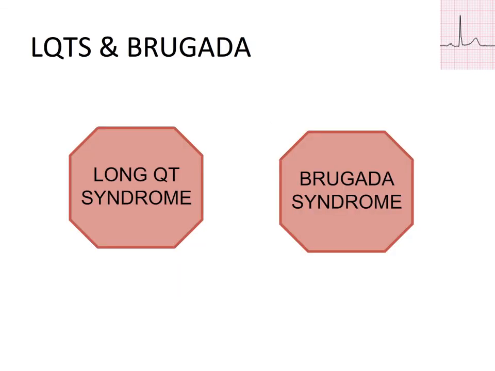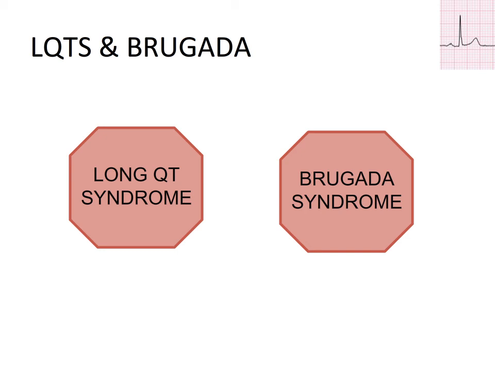We have now gone through long QT and Brugada syndromes. We often think of these together not only because they can be caused by the same mutation, but also because they tend to present in similar ways: syncope, presyncope, exercise or stress-induced events, drowning or near drowning, and sudden cardiac events in what appears to be a structurally normal heart.